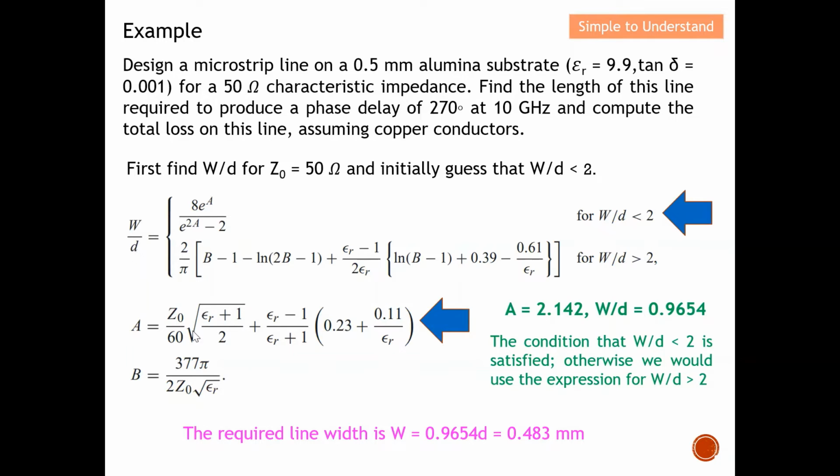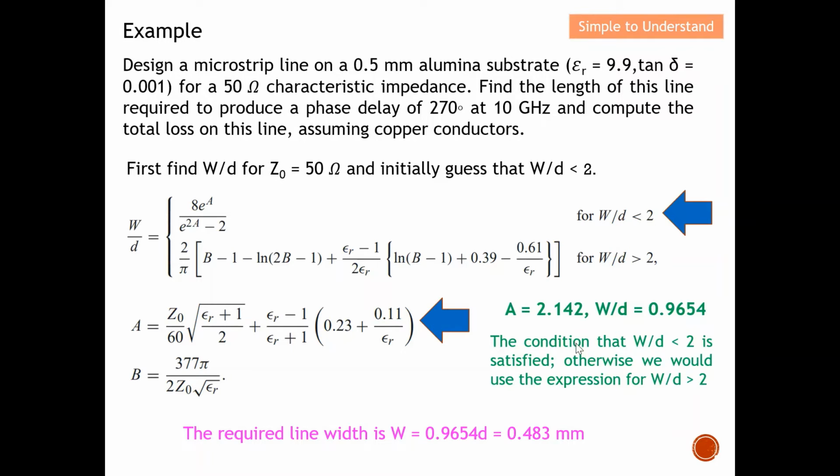All these A term and B term are here. With this, I calculate my A term, because for this equation I just need my A term. I can find that my A term is 2.142. Once I have this, I can find my W over the depth of the microstrip line, which is 0.9654. So from here, you can see that the equation that I tried is correct. So basically, I can continue to work on it.